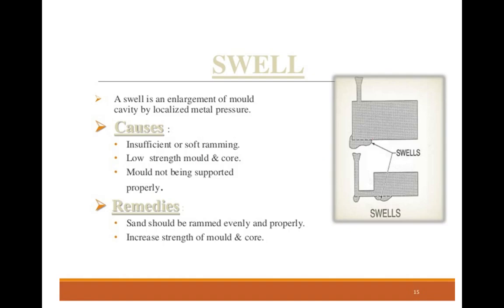Then swelling, this portion is called swelling. This happens because of insufficient ramming. Swelling means enlargement of the mold cavity by localized metal pressure. Under the pressure of pouring molten metal, some sand particles give way, some metal goes through, and it swells. So this portion is called the swell. This happens because of soft ramming.